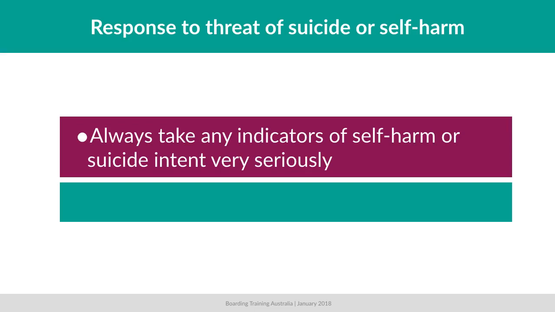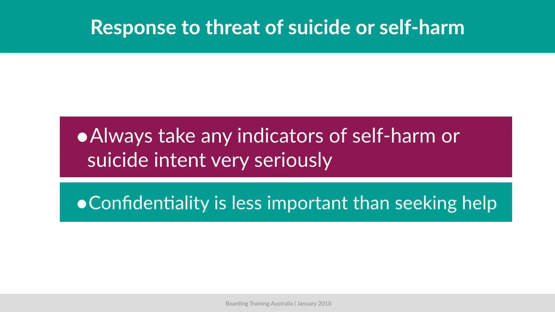Even if a young person is threatening suicide or self-harm because they can't get the things that they want, you've told them they can't go down the street or they can't go to the movies tonight, and they might say something, well, I'll just go and get a rope then. You need to take that very seriously every single time. And we need to recognise that confidentiality is less important than seeking help. We need to seek help at times like this.